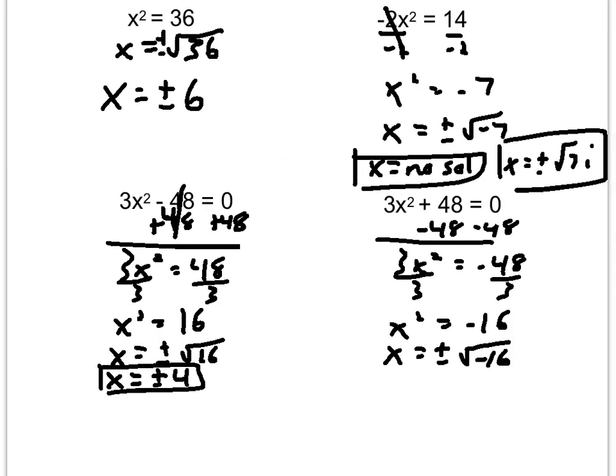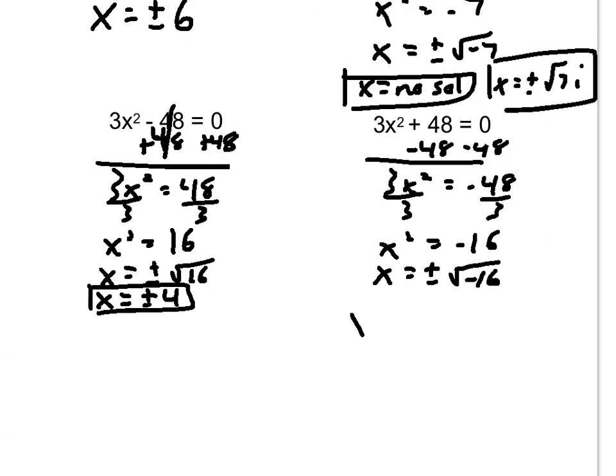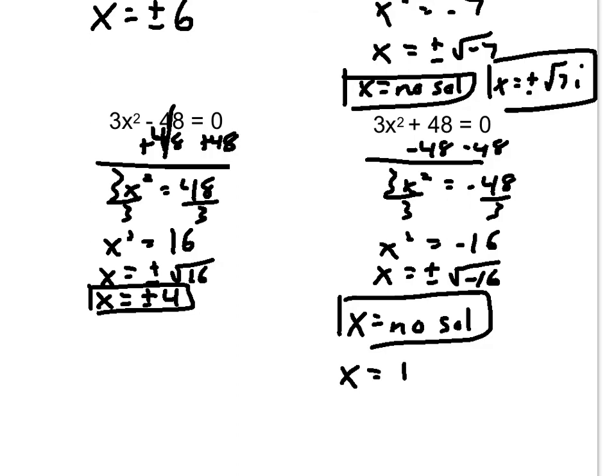And again, since it's a negative now, we can say that x equals no solution. Or I could say x equals plus or minus, well, the square root of 16 is 4, and since there's a negative underneath the radical, there's got to be an i. Again, either one of those, whichever one you're more comfortable with, is the one I want you to use.